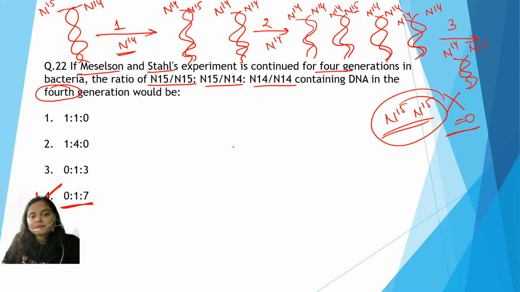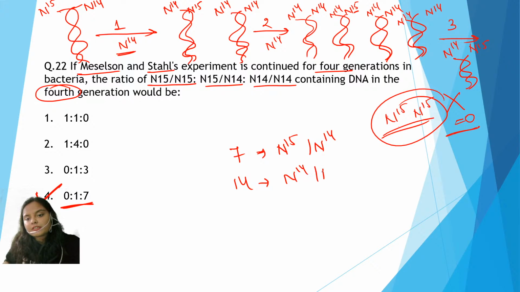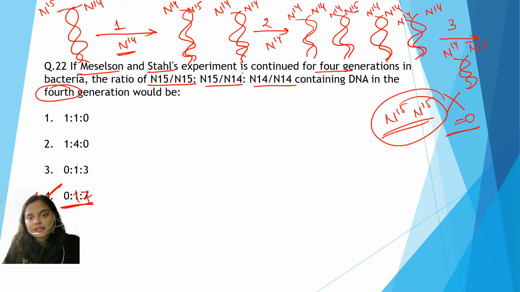There will be 7 DNA molecules with N15 and N14 combination, and there will be 14 DNA molecules with N14 N14 combination. And when you simplify it, the ratio becomes 1 is to 7. There will be 1 hybrid molecule, and 7 molecules of N14 N14. So this is how you find out the molecules.